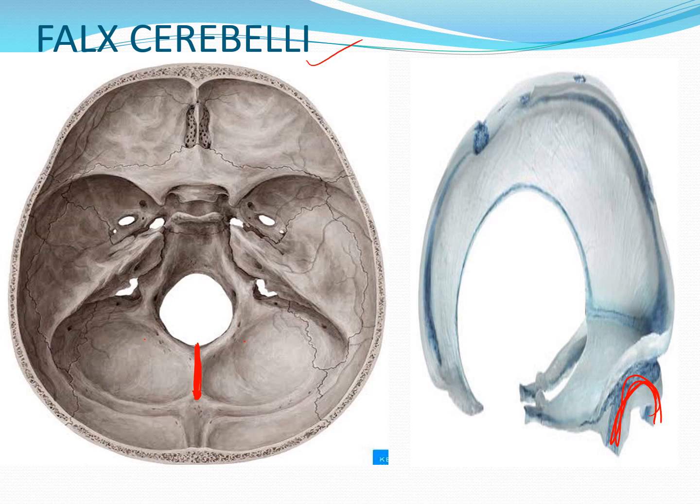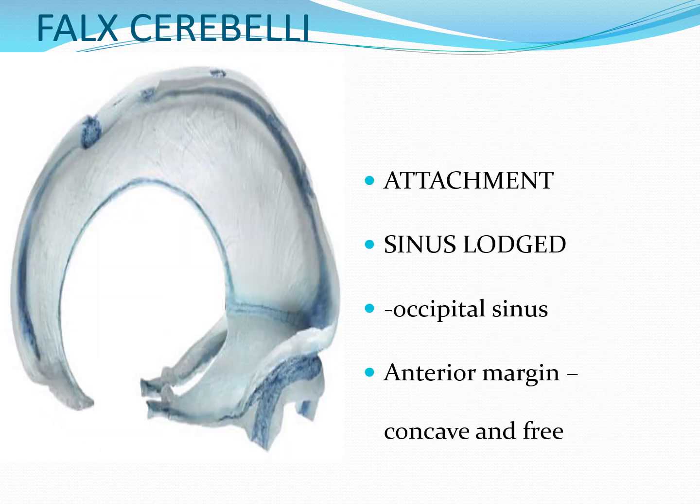Now if you see here the attachment, this is the base of the falx cerebelli, and this is the apex. The apex is free in between the cerebellar hemispheres, whereas the base is attached to the undersurface of the tentorium cerebelli. What is the sinus present here? We have the occipital sinus, which is lodged in the falx cerebelli. So the sinus lodged is the occipital sinus. So this is about the falx cerebelli.